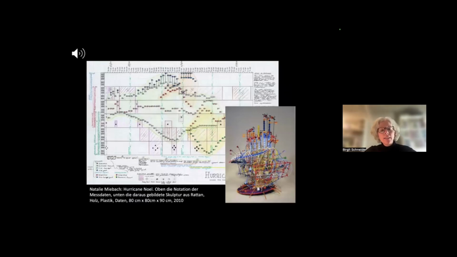One is by Natalie Miebach, and she is a very interesting artist in regards to the question of making data graspable. On one hand, you can see her data sculpture on the right. And on the other hand, she does notations of weather, for example, a hurricane. She did the recording of the data measurements by herself and then drew these notations, which she then gave to musicians and asked them to interpret the data with their instruments.